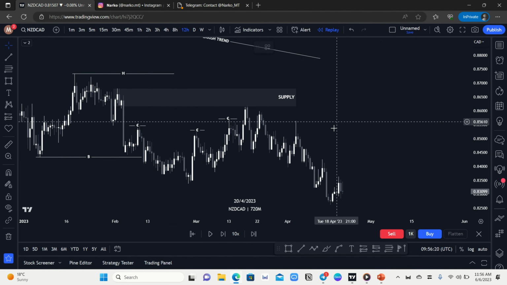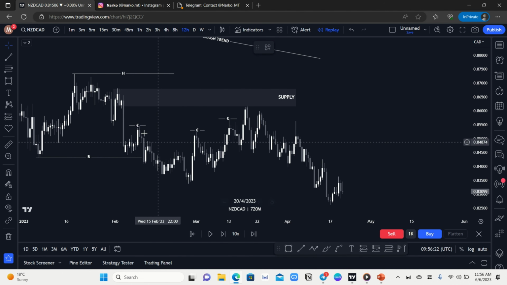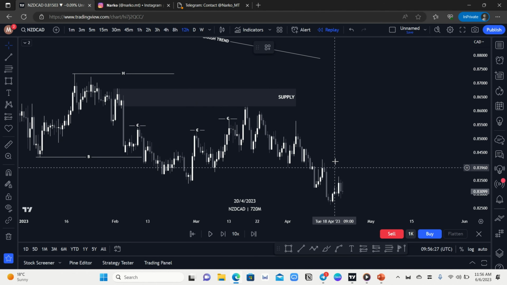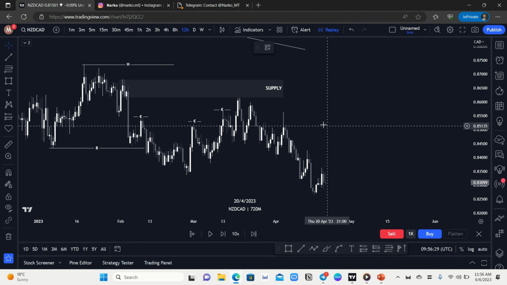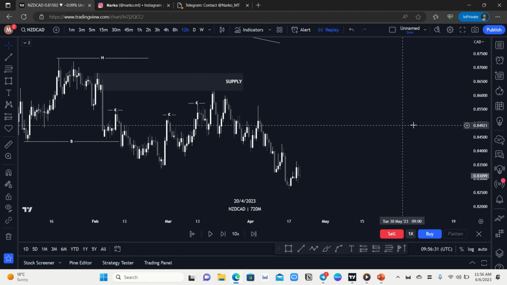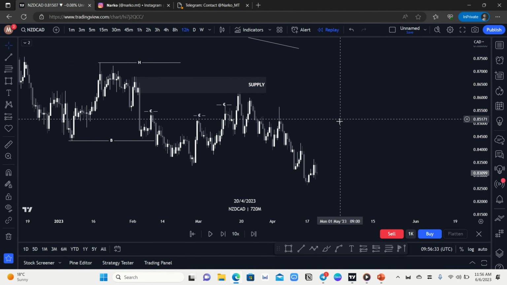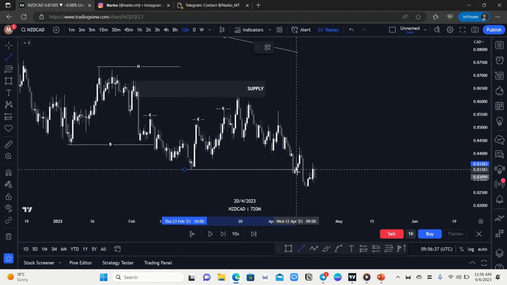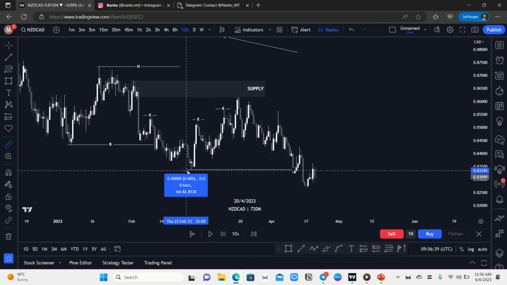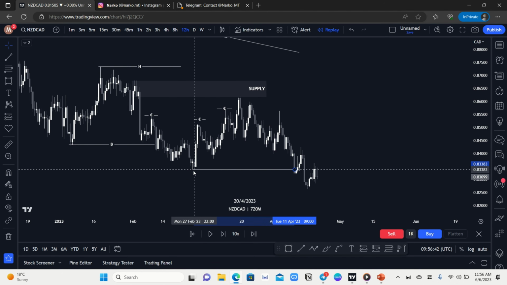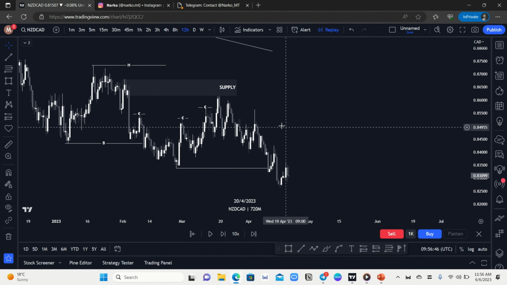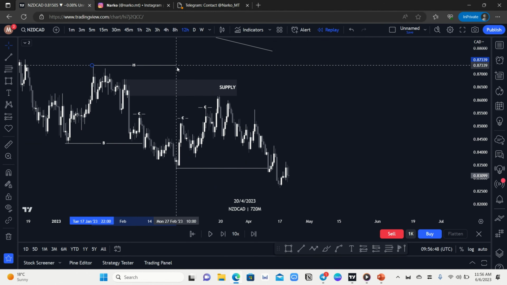Internal range liquidity, meaning that these zones should be broken and swept out before price can push to the downside. Okay, now we can see that price broke our previous low and gives us our break of structure here. So now we are expecting the same thing since we are in a bearish trend.